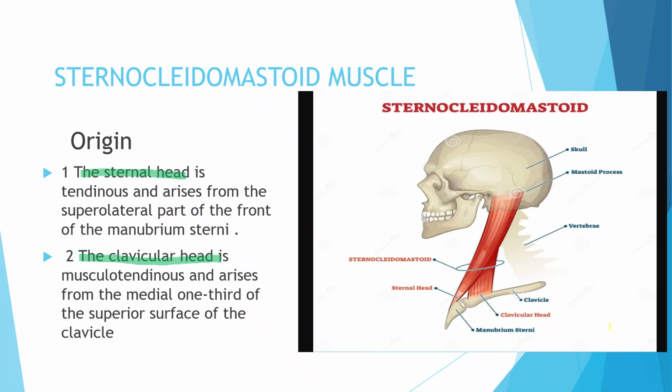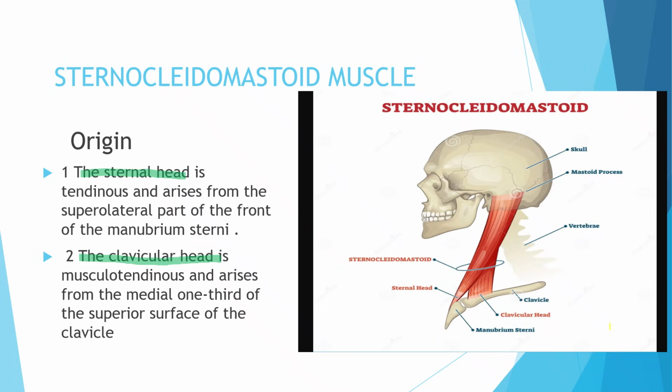The sternum is divided into three parts. The upper part is known as the manubrium, then the middle part is the body, and then we have the xiphoid process. So the sternal head is coming from the superolateral part of the front of the manubrium sterni.